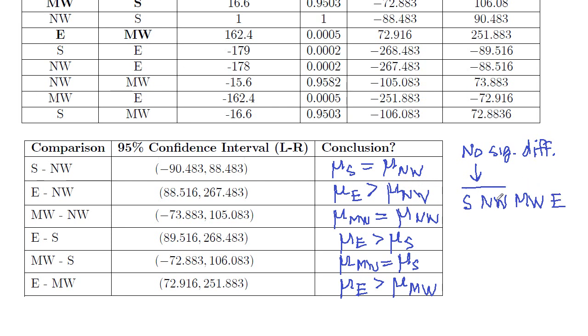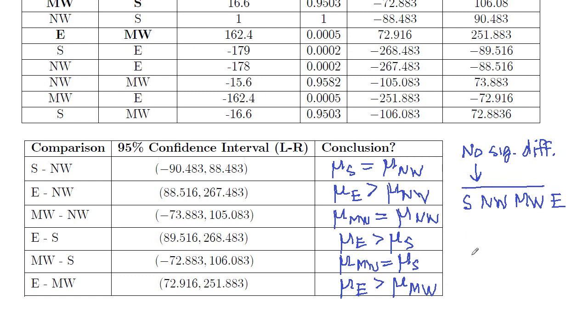So the East is to the right of the Northwest, and we're not going to include that in the bar. However, Midwest and Northwest, those statistically are the same, so we'll extend this bar to include Northwest and Midwest. So now all three of these should be statistically the same. And if we look down here, we see, oh yeah, South and Midwest statistically are the same. But East is greater than Northwest, so East is to the right of Northwest. East is greater than South, so East is to the right of South. And East is greater than Midwest, so East is to the right of Midwest, and it's not included in the bar.